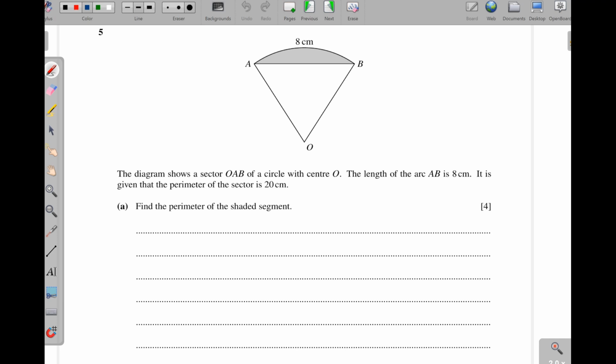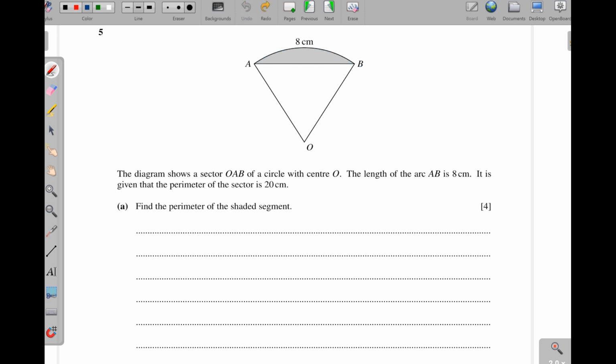Then question 5, this one is coming from circular measure. The diagram shows a sector OAB of a circle with center O. The length of the arc AB is 8 centimeters. It is given that the perimeter of the sector is 20 centimeters. Then part A, find the perimeter of the shaded region. Perimeter of the shaded region, I will need this length AB, and I will also need this arc, okay?